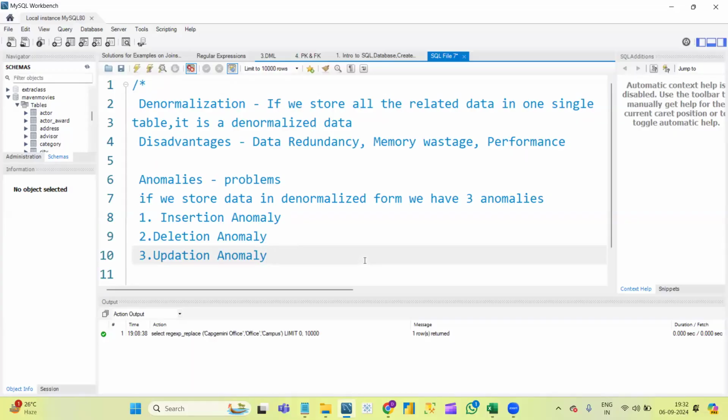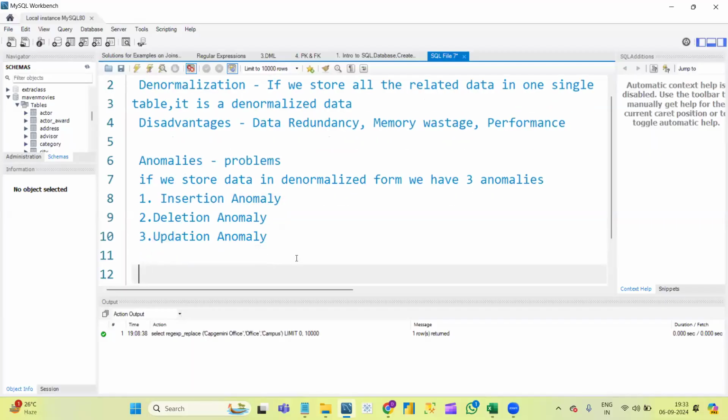Please explain these 3 points now: insertion anomaly, deletion anomaly, and updation anomaly. What is insertion, what is deletion, what are these anomalies? Let's see with some examples, then you can understand.